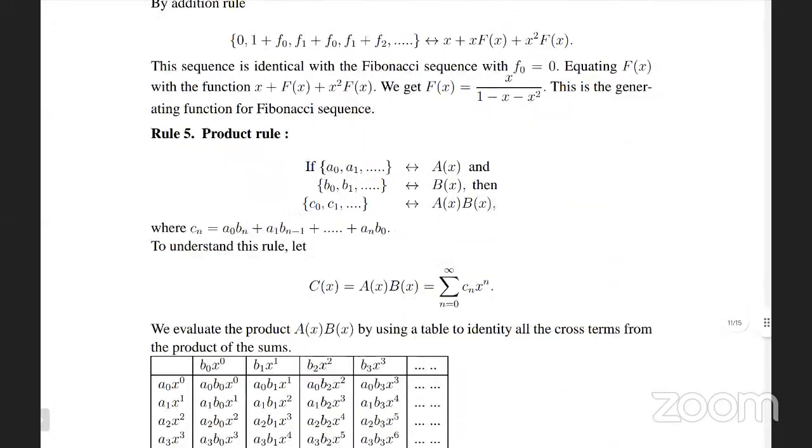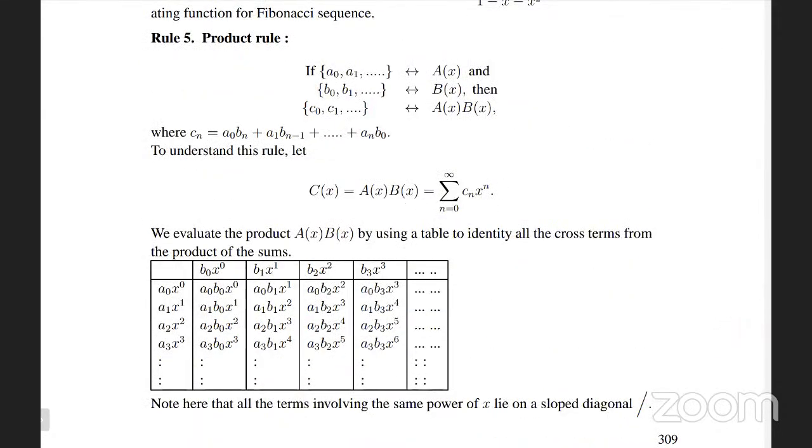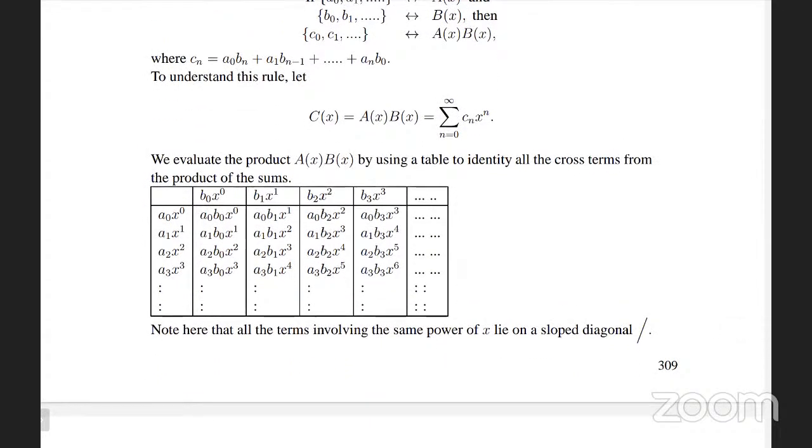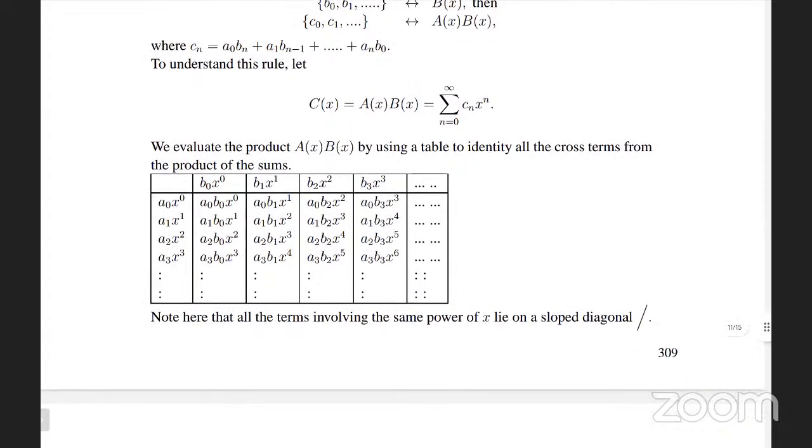17.6.4. Product rule. If I apply that, it is a of x into b of x, then I can take that as a sequence form, the summation n equal to 0 to infinity of c n x to the power of n.